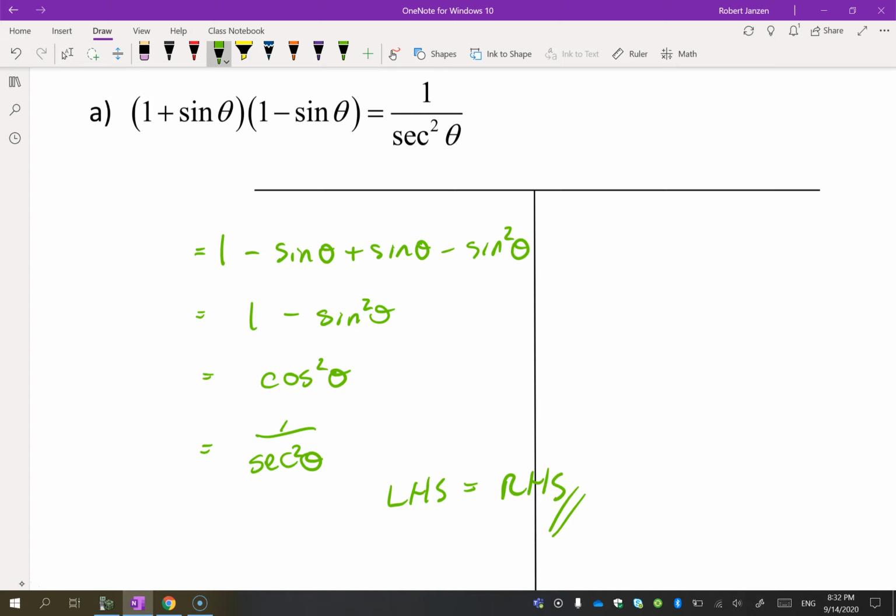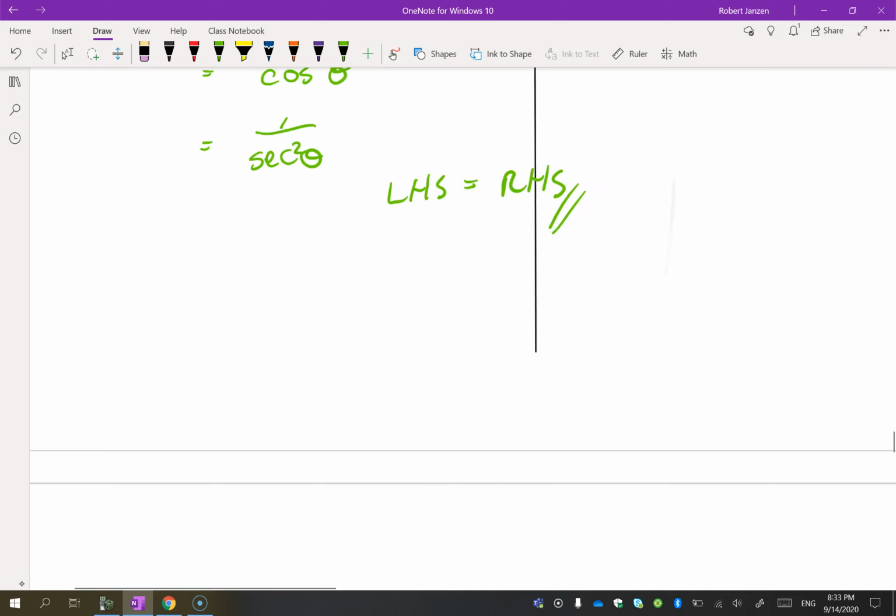If you're not sure about that, remember that secant squared is 1 over cos squared, so you have 1 over 1 over cos squared, and if you do the inverse and multiply, you're going to end up with cos squared. Okay? Let's try this next one.